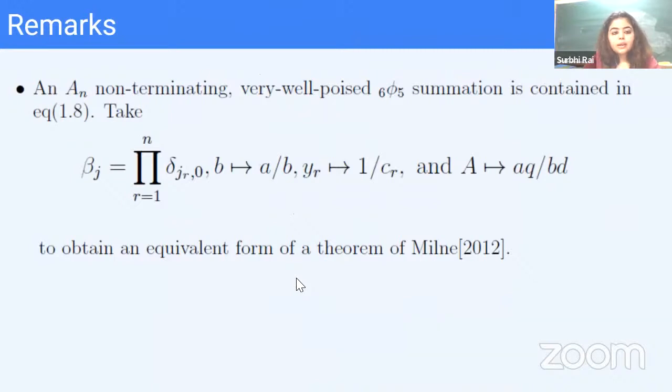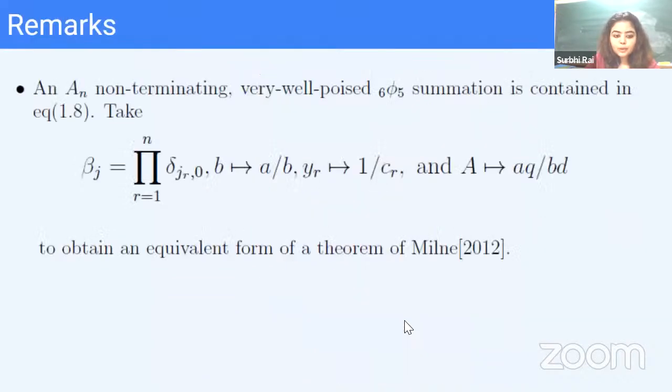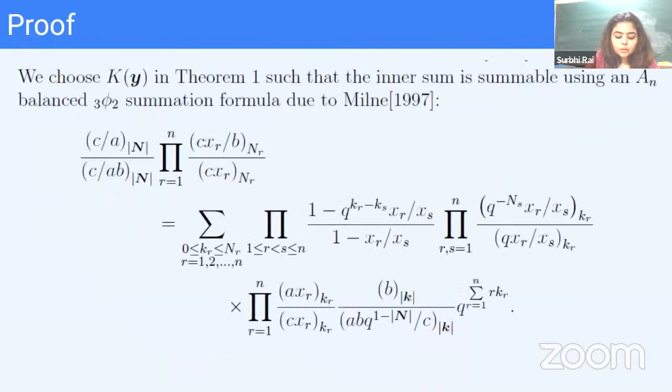And one of the applications of this is that a very well-poised 6v5 summation formula is contained in our last result. We have to replace beta j and a few variables to obtain the 6v5 summation formula. If we look at the brief proof, we particularly used this AN balanced 3-feet-2 summation formula, which was given by Milne, to sum the innermost summation.